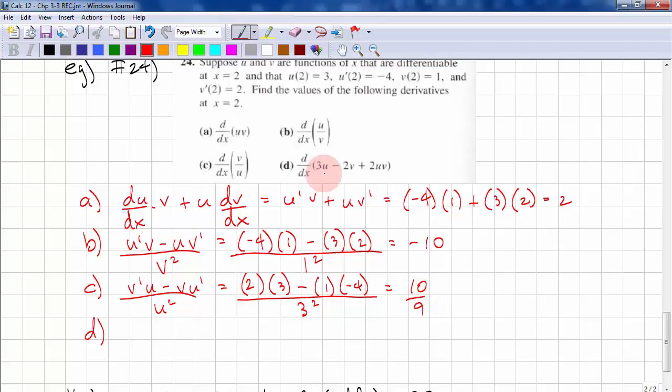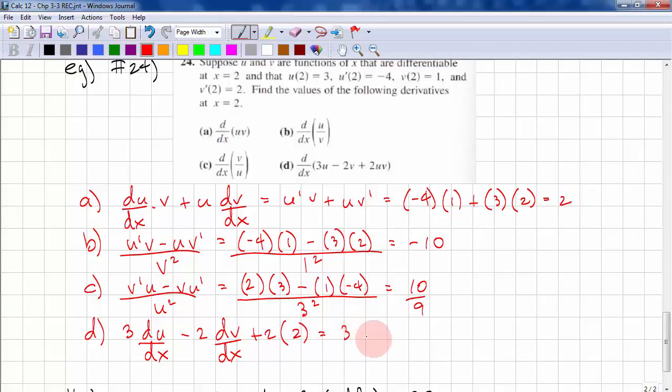Last one. It's a long one, but that's not a problem. This is just a constant multiplier, this is a constant multiplier, and this is the product. So we have 3 du dx minus 2 dv dx plus 2, and what are we going to do here? We have the derivative of u times v in part A, so let's just use that, 2.